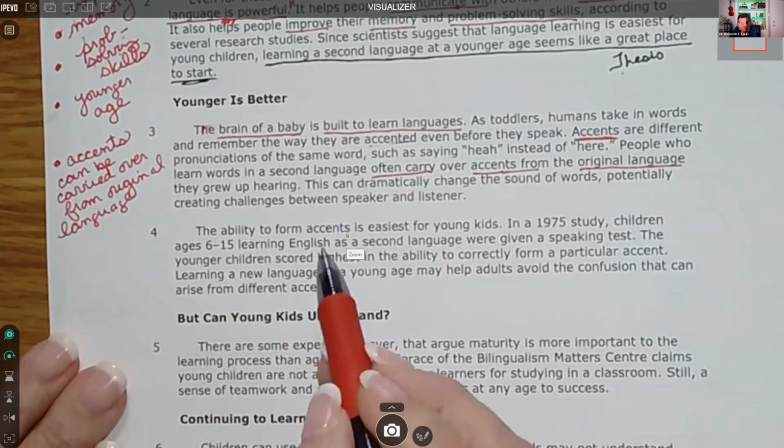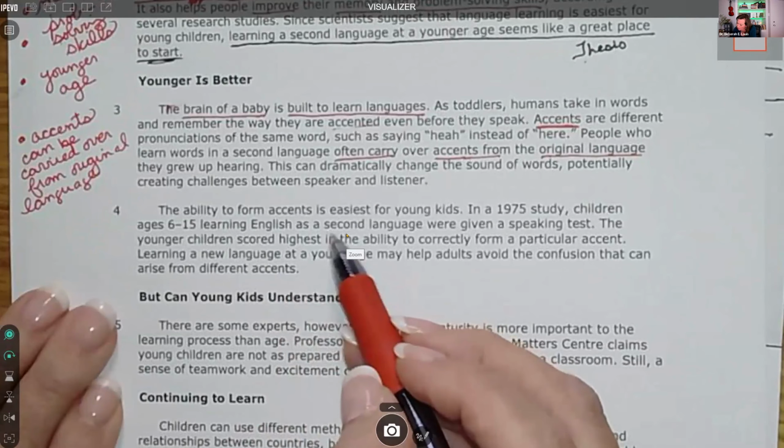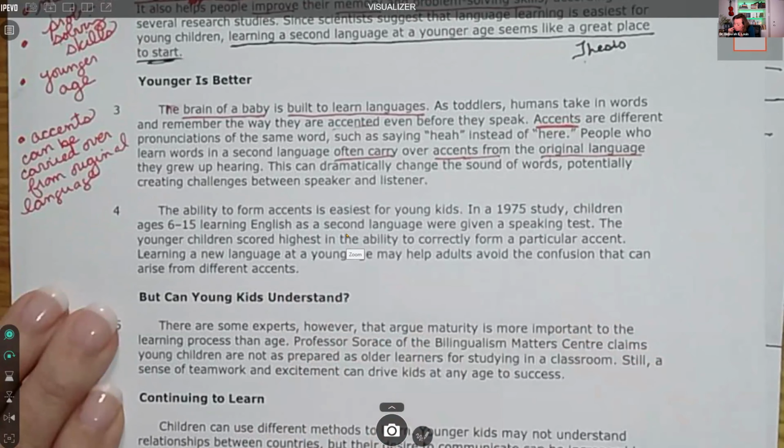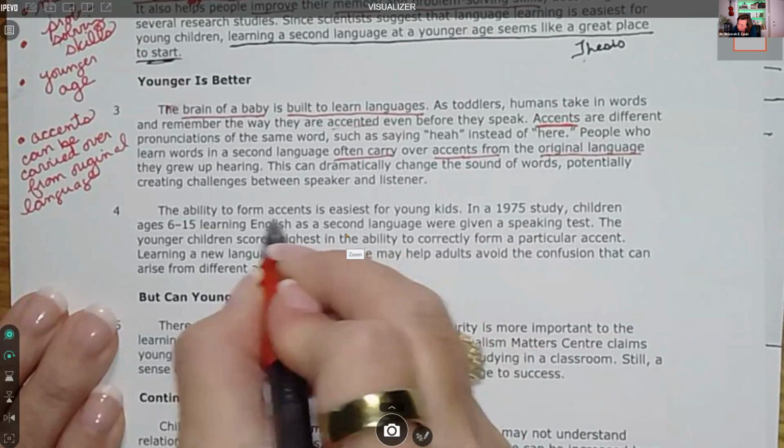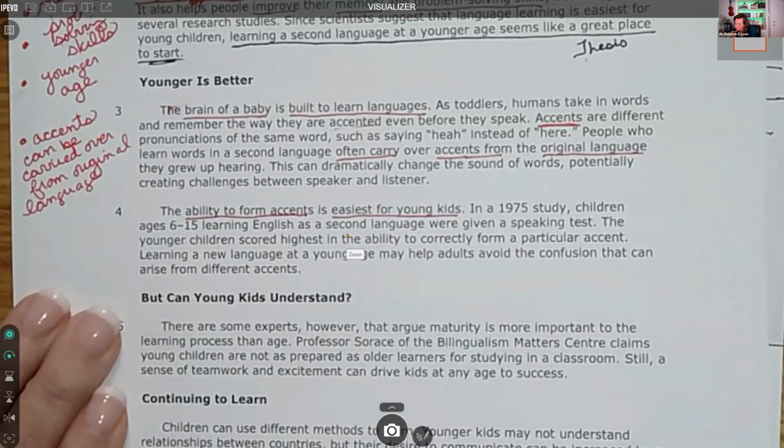The ability to form accents is easiest for young kids. In a 1975 study, children ages 6 through 15 learning English as a second language were given a speaking test. The younger children scored highest in the ability to correctly form a particular accent. So it's easier, right? The ability to form accents easier for younger kids. There's your topic sentence. That's what this whole paragraph is about. That's why when you write a topic sentence, I'm talking to my students, when you write a topic sentence in blue, remember it should be what your whole paragraph is about.